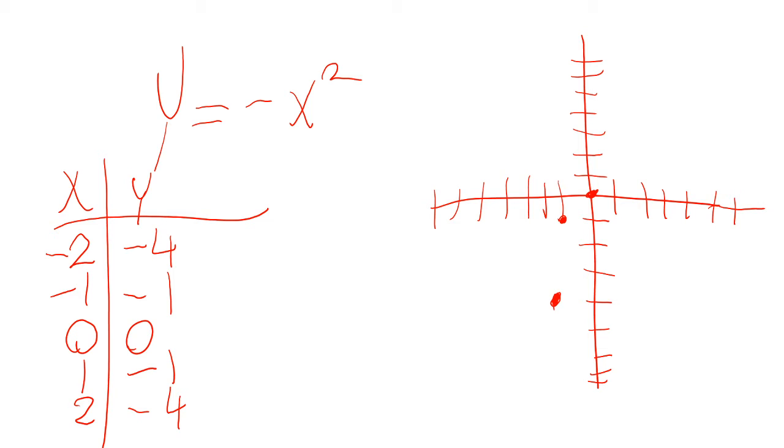Now we've plotted the origin. When x is 1, y is negative 1. So that's going to be over here. When x is 2, y is negative 4. 2, negative 4. And that's all the points we have. Let's connect them. Clearly we have a parabola.